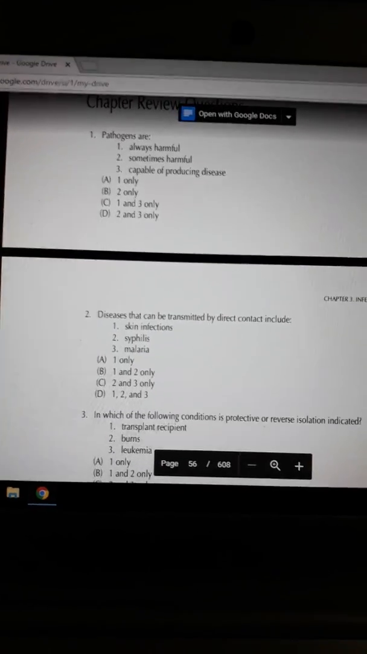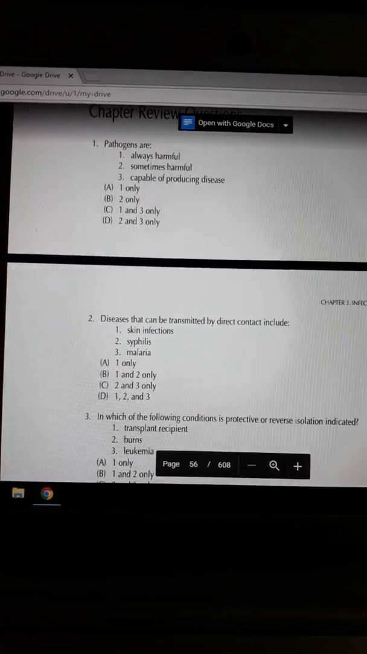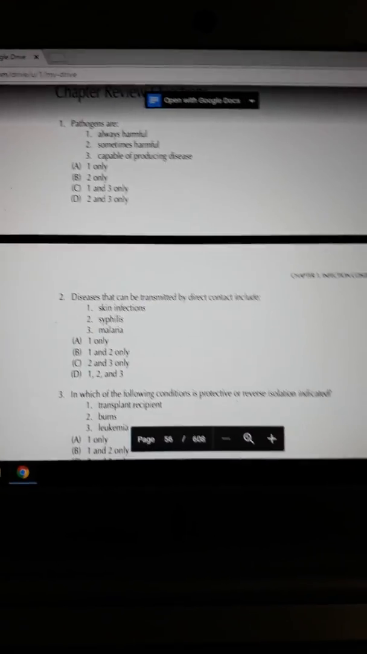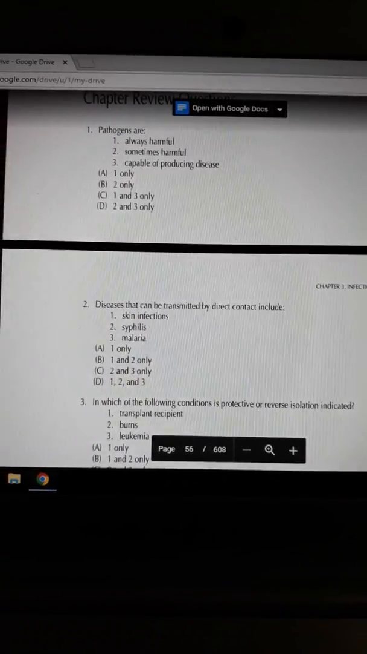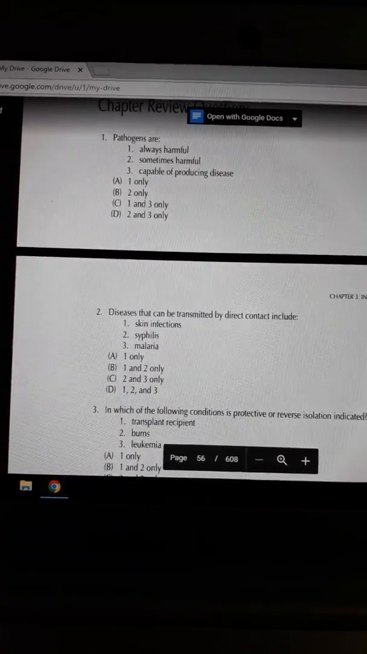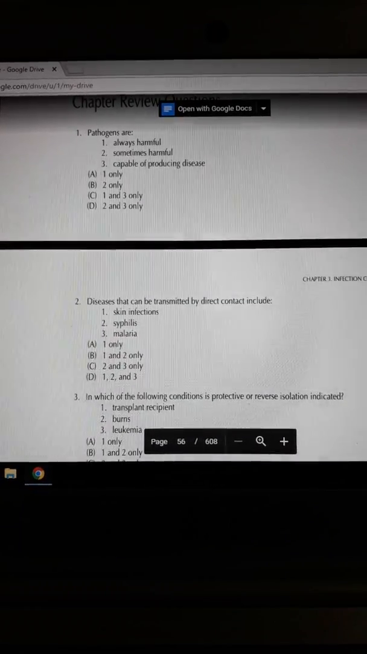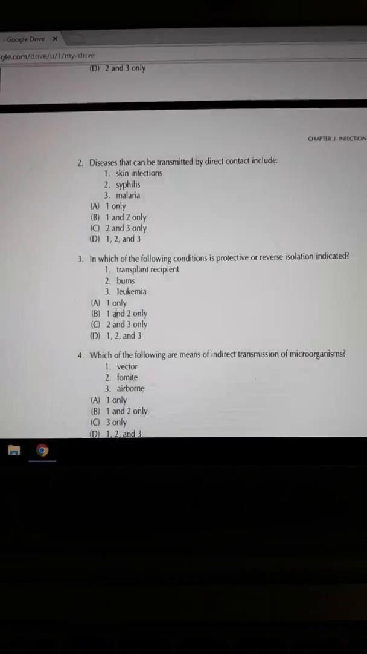So here the first answer is pathogens are sometimes harmful and capable of producing disease. The second is B: skin infection and syphilis. Third one is all. We need reverse isolation for transplant, burn, and leukemia.